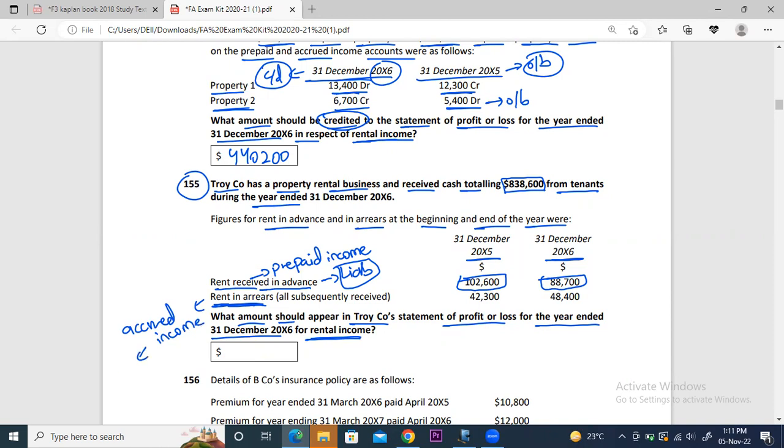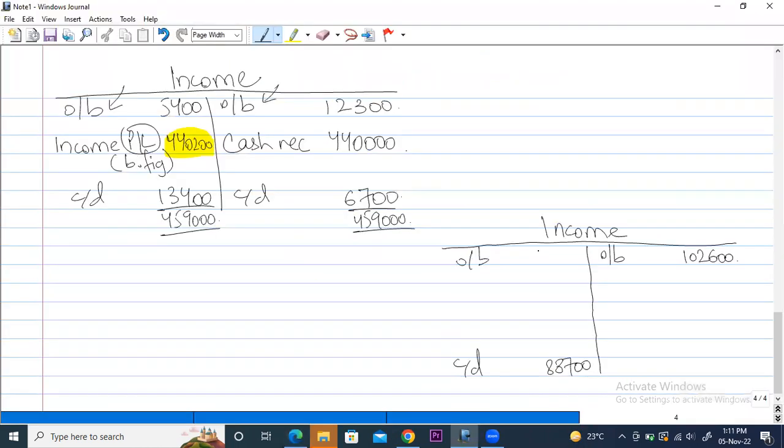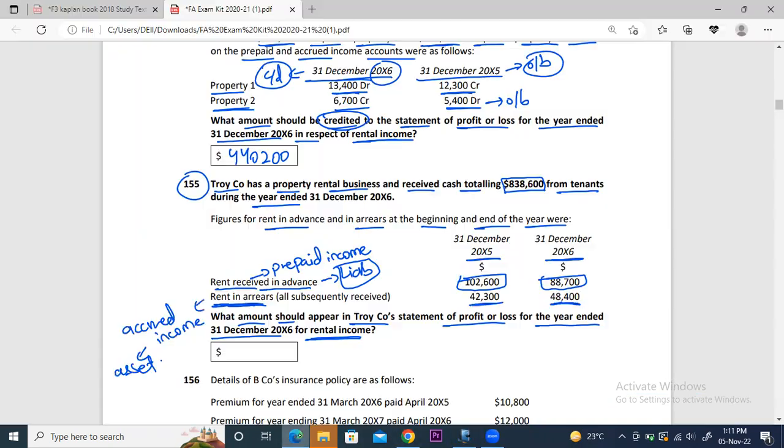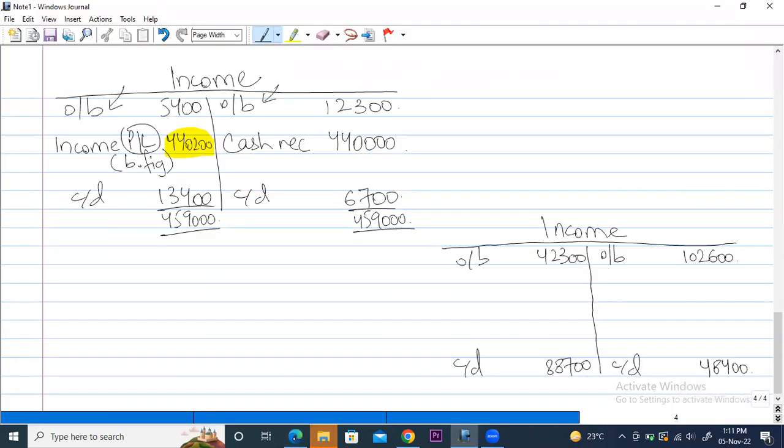Accrued income was our asset, right? So this is the opening asset, this is the closing asset. 42,300 is the opening, and closing is how much? Closing is 48,400. Now we write the cash received as well. Total cash received 838,600. This is written on the credit side.